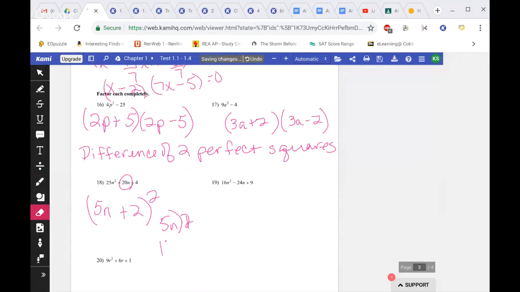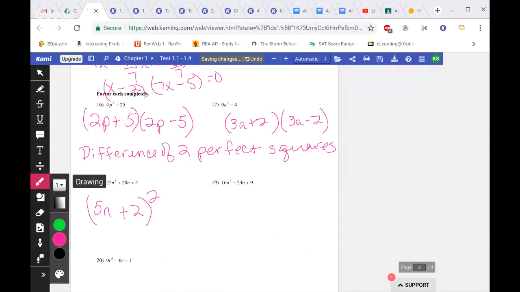So what do you think the answer to number 19 is? What's the square root of 16n squared? 4n. Right. And what's the square root of 9? It's 3. Okay. But this term right here is negative. So what do you think that's going to tell you about what's in front of the 3? A negative. That's right.